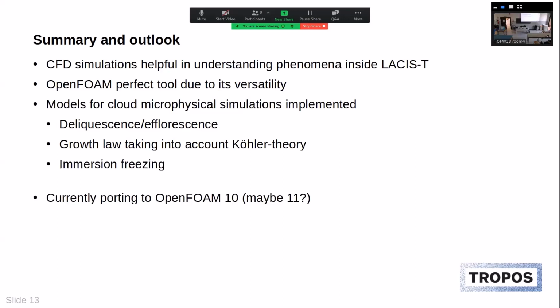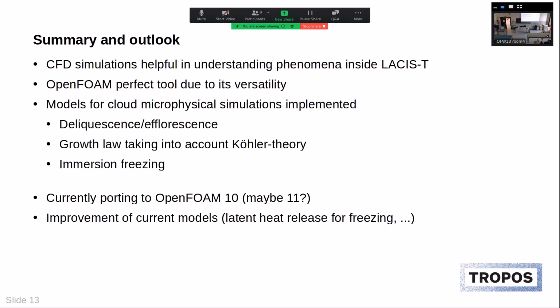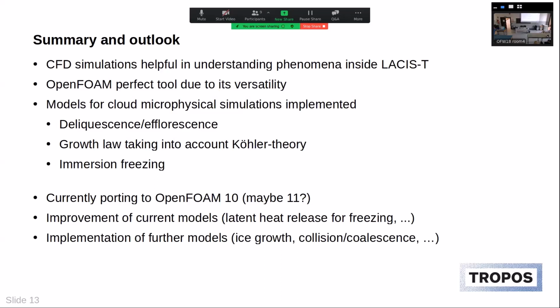And as an outlook, I'm currently porting all this stuff to OpenFOAM 10, and I'm thinking about directly porting it to OpenFOAM 11, which is on the horizon. I want to improve the current models. For example, I have to include the latent heat release for freezing models. And I want to implement further models like ice growth and collision coalescence. Okay, that's it. Here are the sources I mentioned, and I want to thank you very much for your attention.